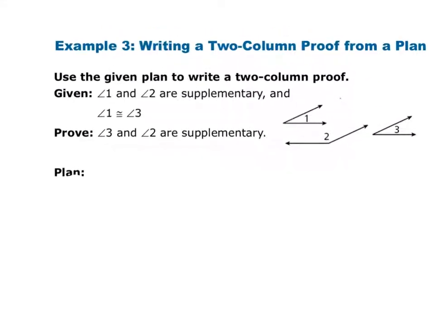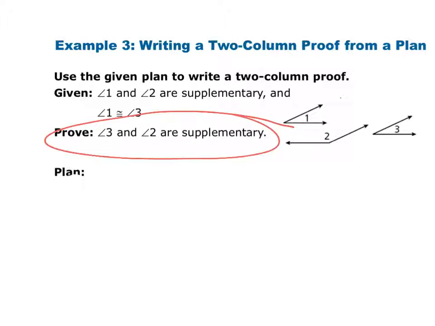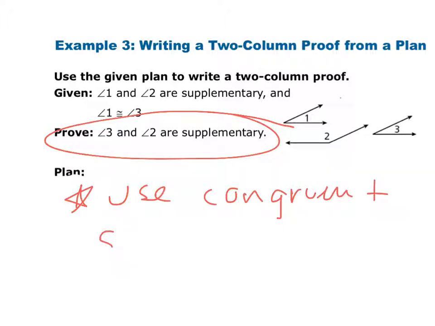So use the given plan to write a 2-column proof. So we have angle 1 and angle 2 are supplementary, and angle 1 is congruent to angle 3. So angle 3 and angle 2 are supplementary. This is what we need to prove. So our plan, it's supposed to be given, but it was erased. So our plan is to use the congruent supplements theorem.